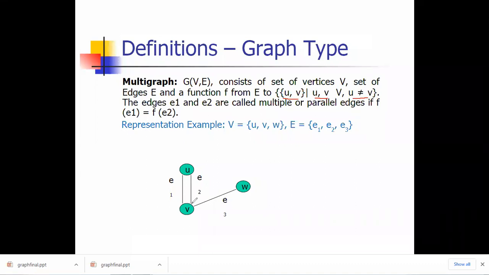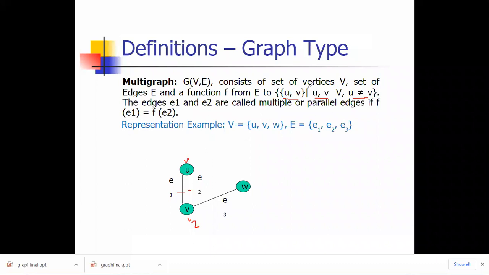Again, we can use multiple edges here. You can see in the diagram that vertex U is V1, let's say the first vertex, and this is the second vertex. These two vertices are connected by two different edges, which means multiple edges are possible. We can say that edges E1 and E2 are called multiple or parallel edges if f(E1) equals f(E2). That's why it is called a multigraph here.